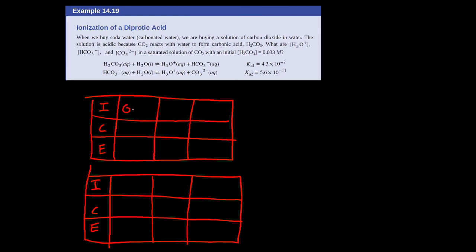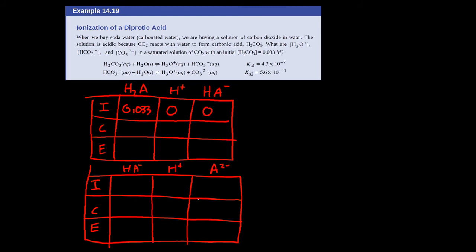Okay, so we're starting with 0.033, and we're going to have none. And instead of writing out the whole molecule, I'm going to call this H2A, so the A is the CO3. I'll have H+, and then I will have HA-, because it lost one proton there. The second deprotonation is going to be HA-, H+ again, and A2-.